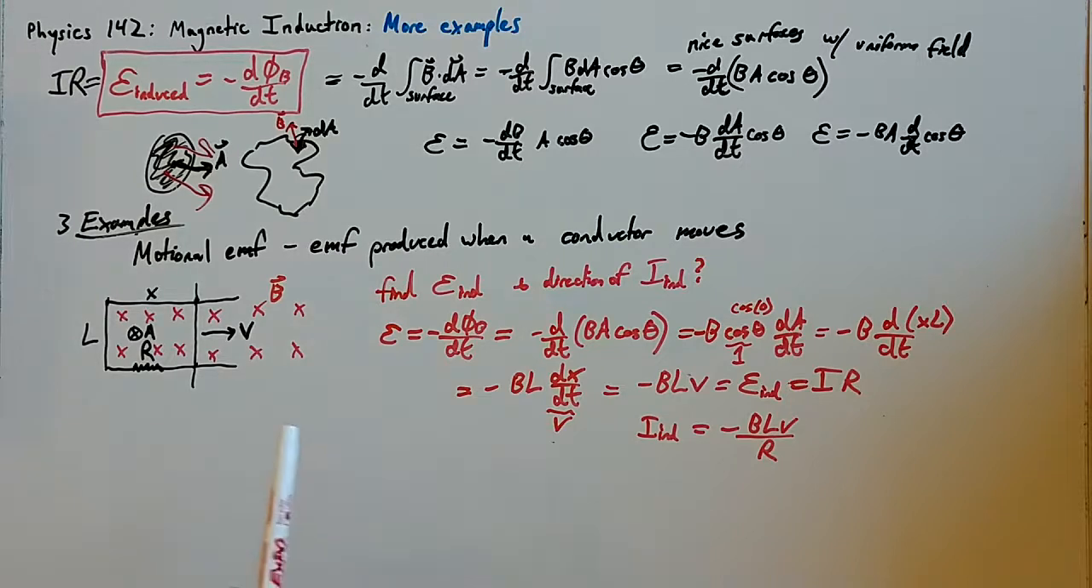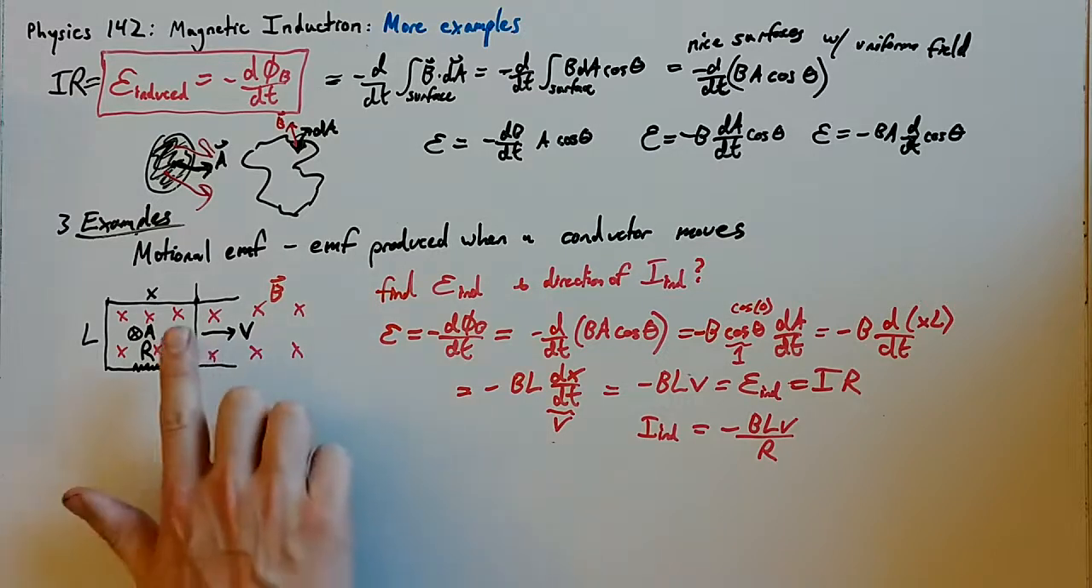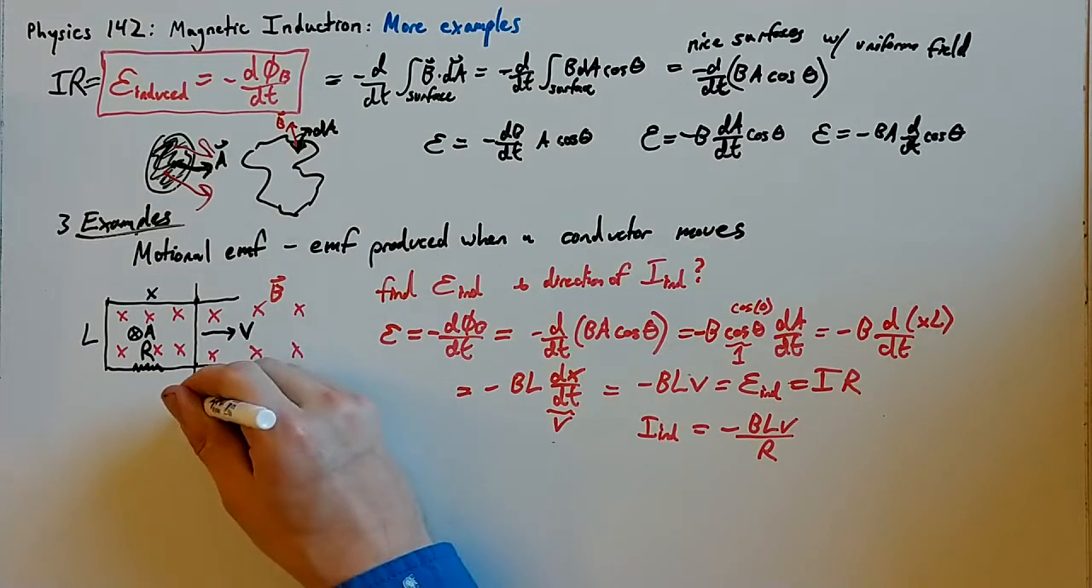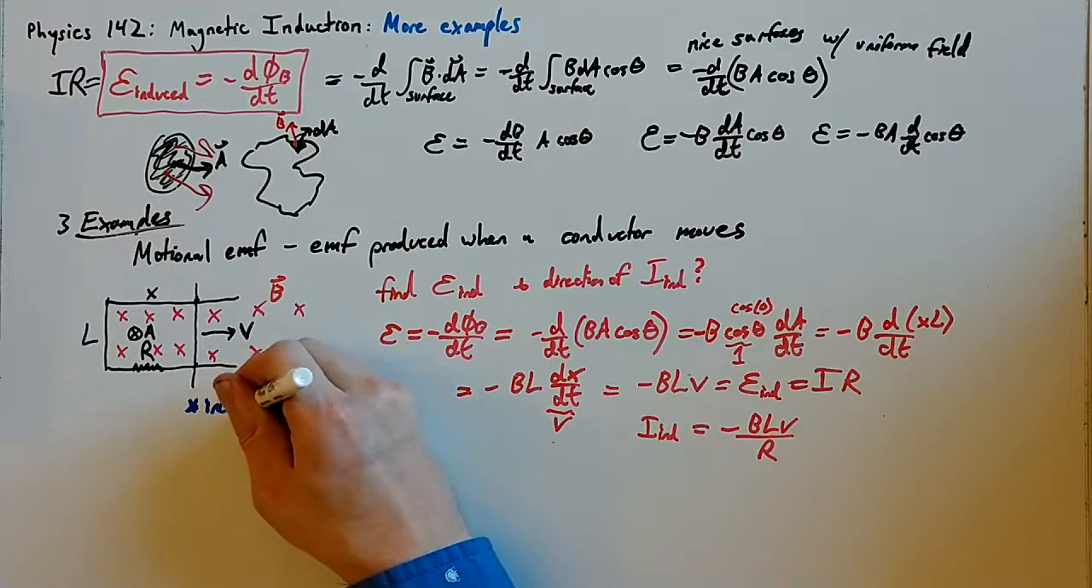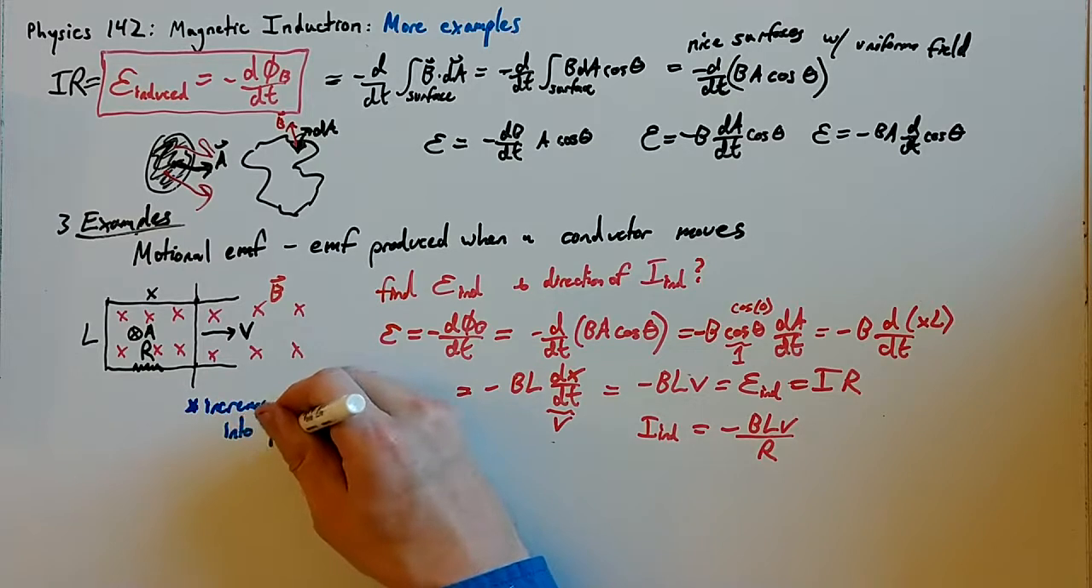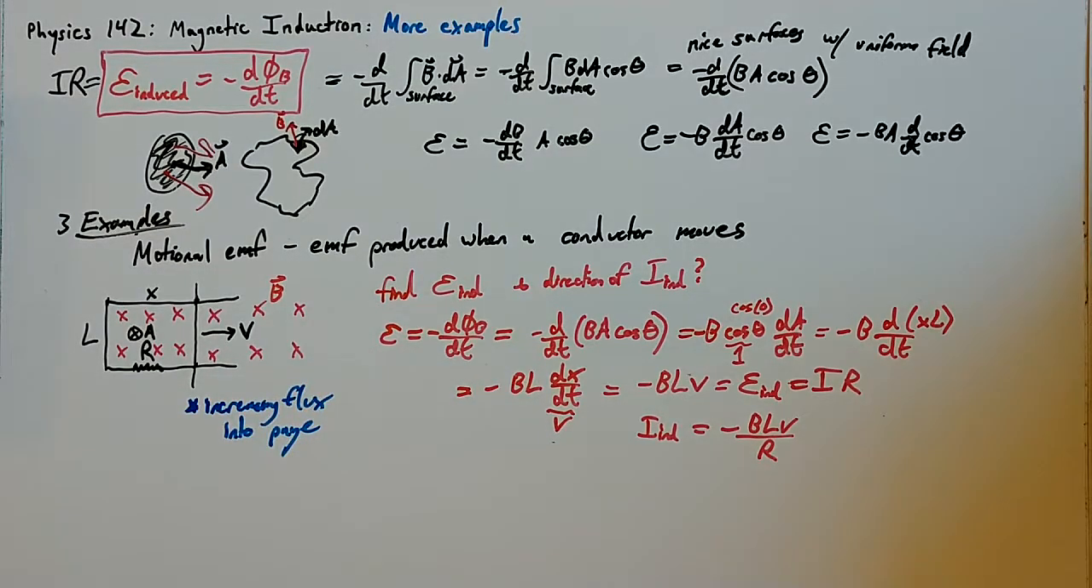Well, let's see. The magnetic field is into the page. Great. All right, so the magnetic field is into the page, and as we increase the area, that means the flux is going to increase, right? So we are increasing flux into the page. Let's write that down.